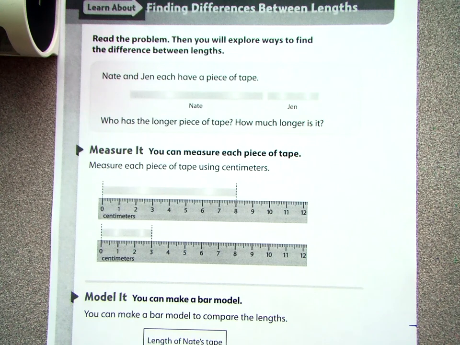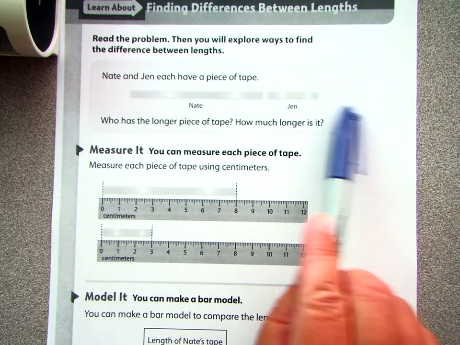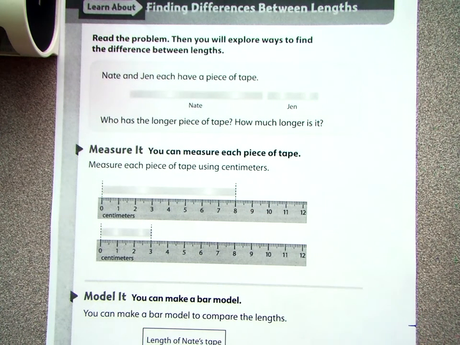It says Nate and Jen each have a piece of tape. Right, this is Nate's. This is Jen's. Who has the longer piece of tape? How much longer is it? Kind of sounds like a word problem, and we should know by that, how much longer is it, that we're going to have to do some subtraction of some kind in here.